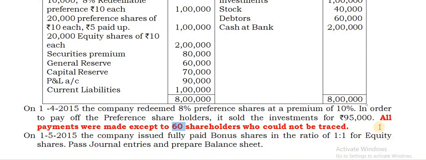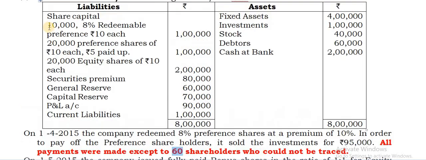What should be done for such a shareholder who is holding around 60 shares out of these 10,000 shares? Okay, so they will be regarded, and the amount has to be paid to them one day or the other, till they are traced. Till then it will be kept as a liability only, payable separately. Alright, so that we shall see where to be shown in the balance sheet.